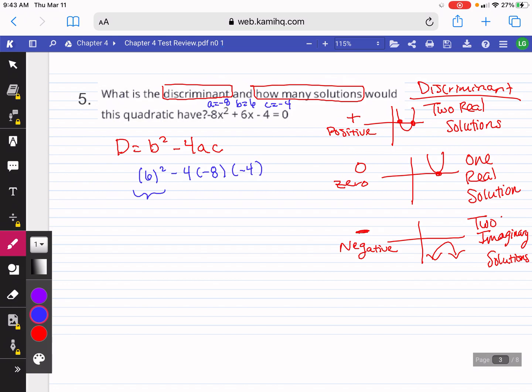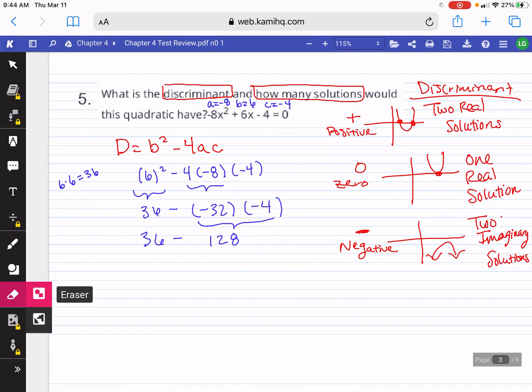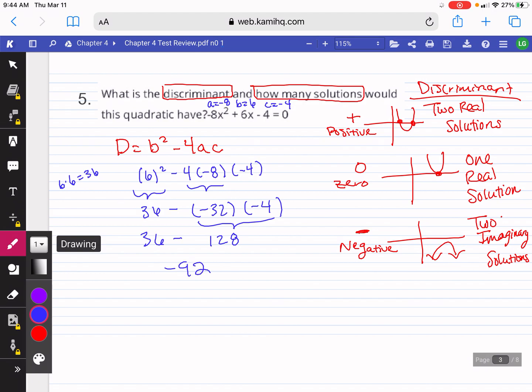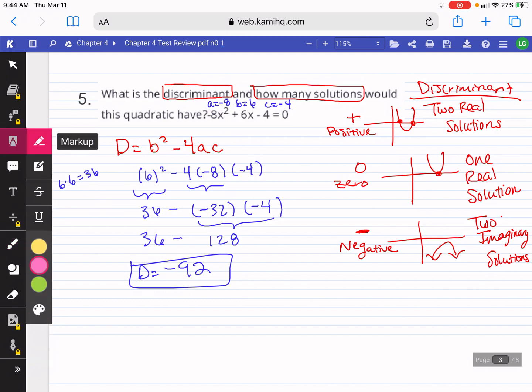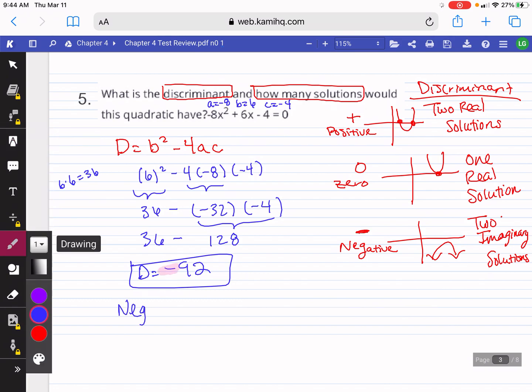6 squared is 6 times 6, which is equal to 36. Then 4 times -8 is -32. -32 times -4 is positive 128. And if you do 36 minus 128, you get -92. So my discriminant is equal to -92. Since my discriminant is negative, that means that I'm going to have 2 imaginary solutions.